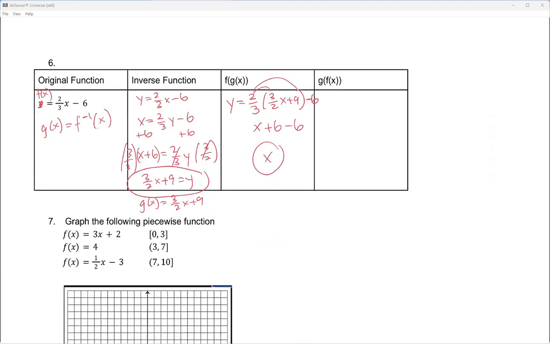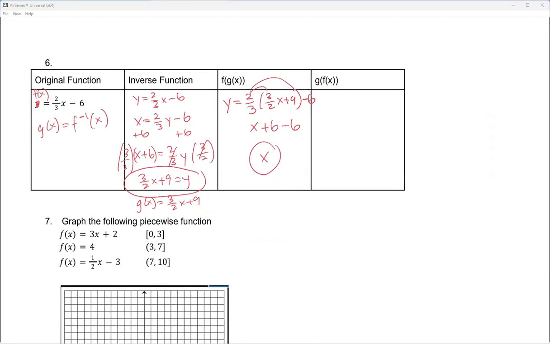And then over here, you're gonna do y is equal to 3/2, and then 2/3x minus 6, plus 9. Distribute, so it'll be x minus 9 plus 9, which is also x. All right, so you just verify through the composite functions that they are inverses of one another.